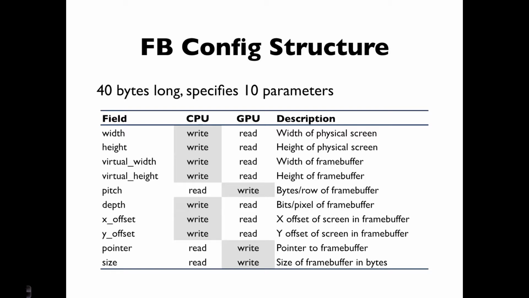Okay, and then the depth, you can say how many bits per pixel of the frame buffer you get. And then this is interesting. We'll talk about this at the end of class. This is the offset of where the screen lives in the frame buffer. We'll see why that becomes important later.